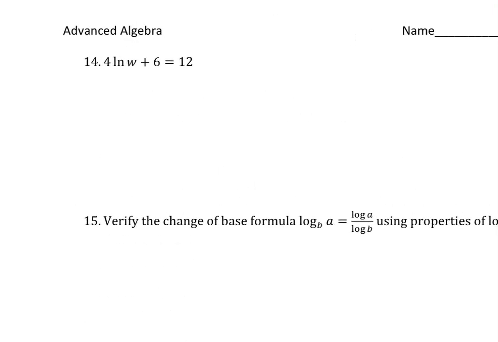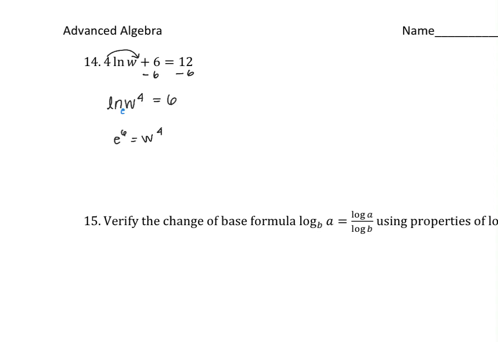This next one, we are going to condense and get the log by itself. So I can subtract 6 from both sides, and I can also move this 4 up into the exponent. So I have natural log w to the 4th equals 6. This has a base of e, so I can rewrite this as e to the 6th equals w to the 4th.